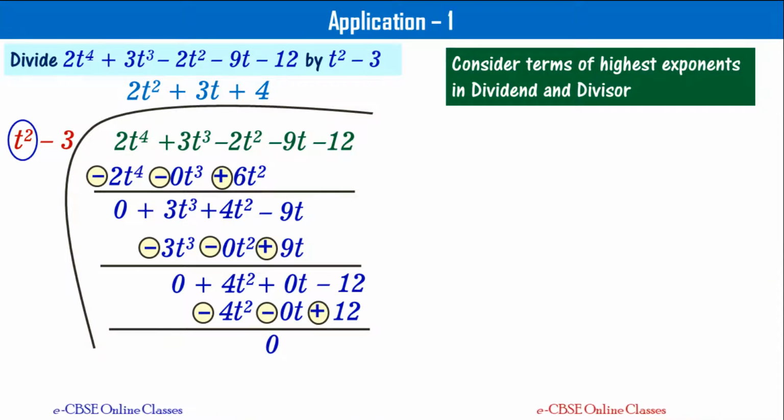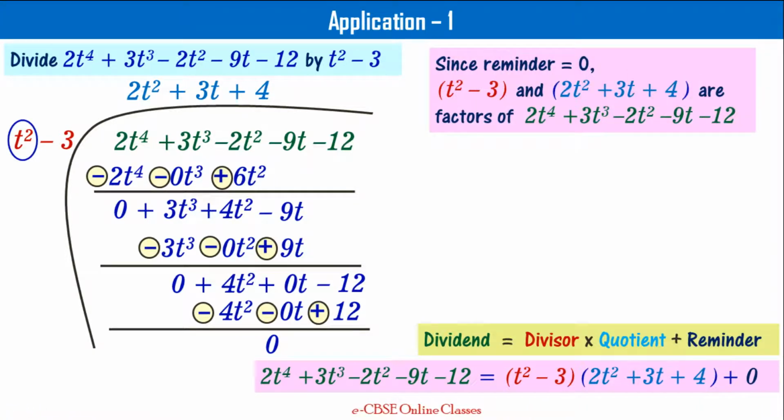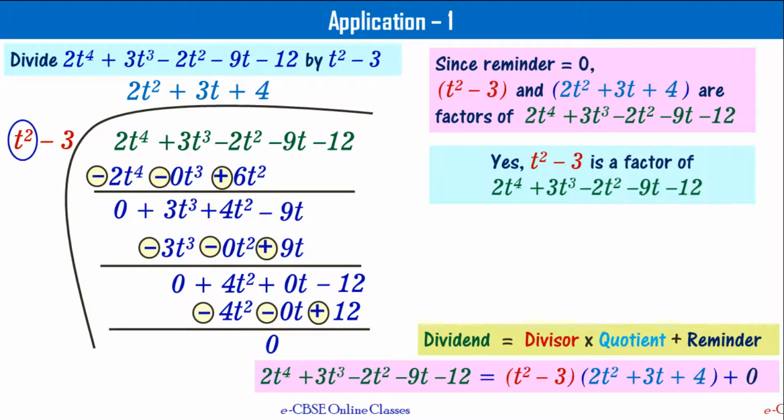It means the remainder of this division is 0, right? Since the remainder of this division is 0, we can say that t square minus 3 and 2t square plus 3t plus 4 are factors of the given polynomial, right? And to answer the question given, we have to say yes, t square minus 3 is a factor of 2t to the power 4 plus 3t cube minus 2t square minus 9t minus 12. Please take a note of that.